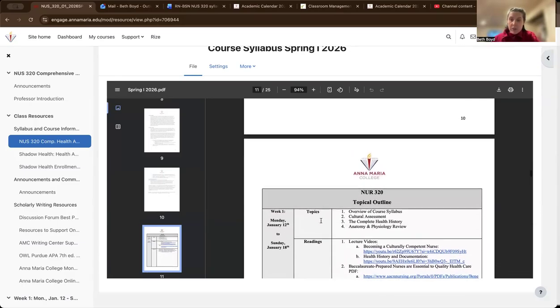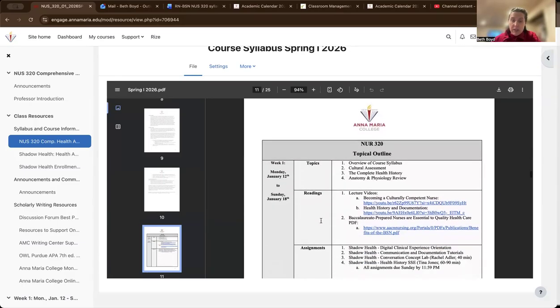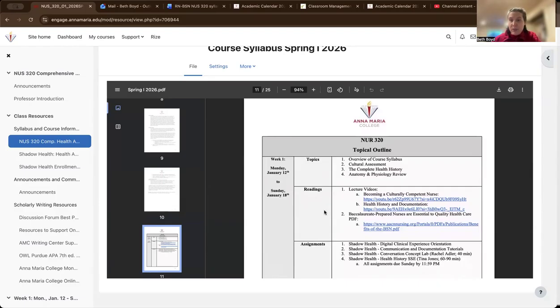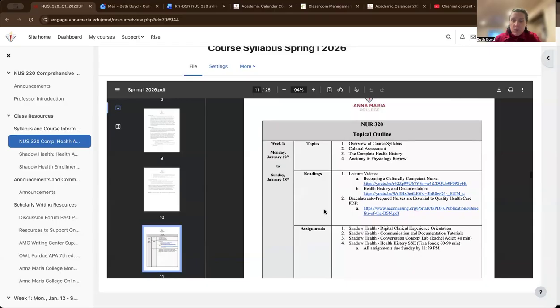Okay, that's page 10. We're getting ready to roll on to page 11 here. This is where things really get important. The next few pages are going to be a week by week breakdown of what you need to accomplish and what your expectations are. So here's this first week.